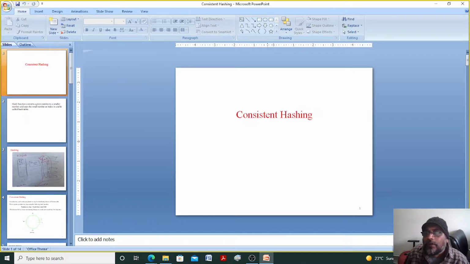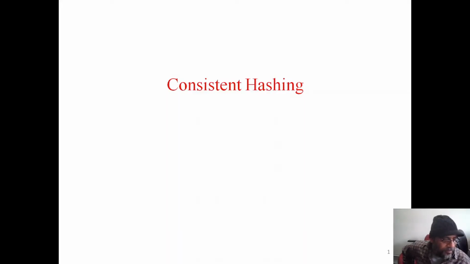So in the previous class we were discussing the key value data store, which is the simplest form of the NoSQL database, and we discussed there are only three operations supported by this key value data store: to keep data in the data store, to retrieve, and to delete.